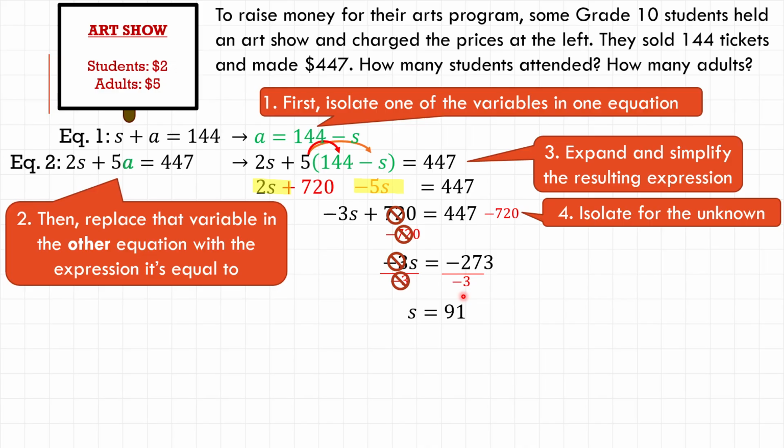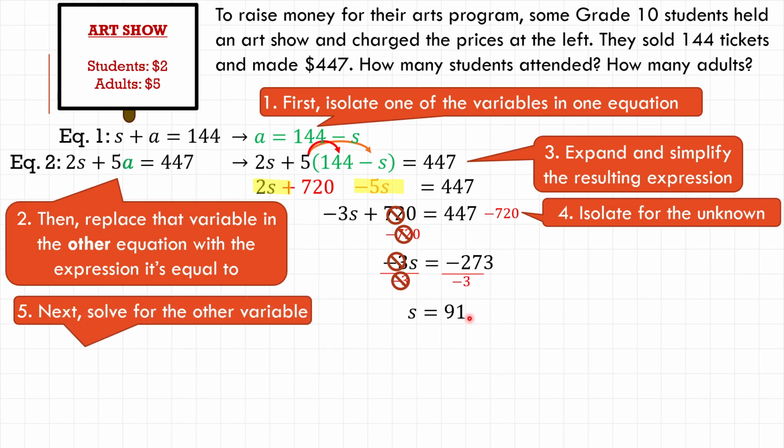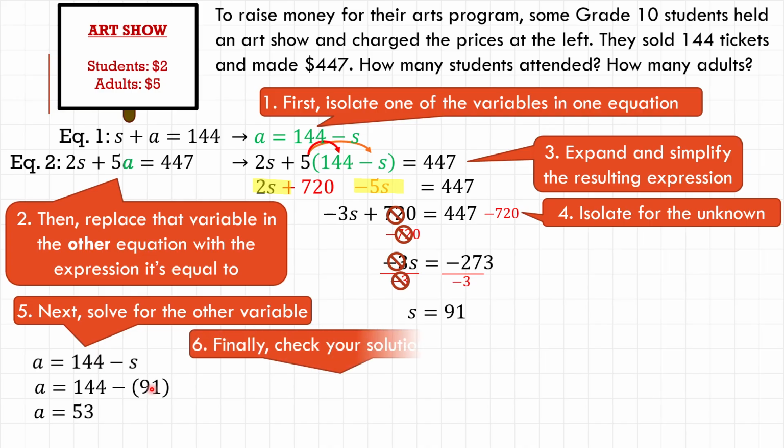Well, if we want to know how many adults attended, if we know that 91 of the 144 tickets were sold to students, the remainder must be sold to the adults. So we could just take 144 and subtract 91, which is exactly what we would do if we took this equation and replaced S with 91. 144 minus 91 gives us 53 adult tickets sold.